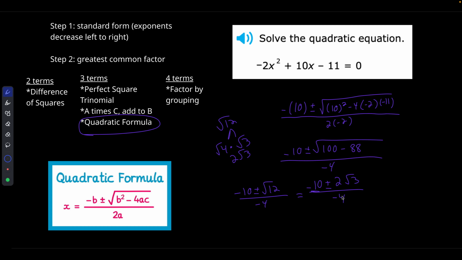So at the end of your problem, you need to check, can I simplify the radical first off? But now you need to check, can I simplify even further? Because this is a fraction, and fractions can be reduced. And so I see this negative 10 over negative 4, and then I see this 2 over negative 4.